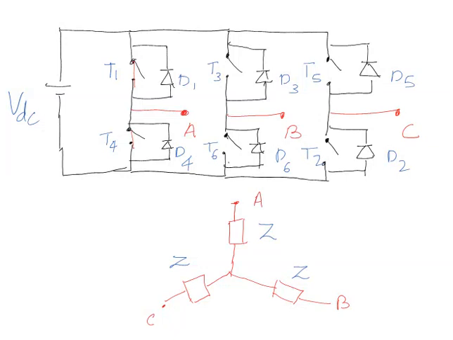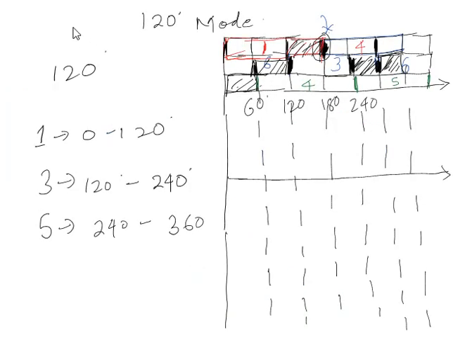So I hope you have done 120-degree mode of conduction, and the advantage of 120-degree mode of conduction is that each SCR conducts for 120 degrees. If SCR 1 starts at 0 degree, it will conduct for 120 degrees. SCR 3 starts at 120 degrees, so it will conduct to 240, and similarly SCR 5 starts at 240, so it ends at 360. But in 180 degree, SCR starts at 120 degree and ends at 180 degree.